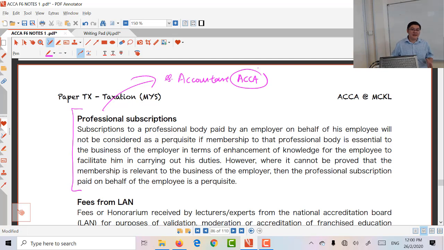All right. So then you realize that the professional is not cheap also. A lot of people say it's cheap. Yeah, it's cheap lah. But you know, the hidden cost is not cheap. When you pay every year, then you know it's not cheap. Okay. Now, back to this.